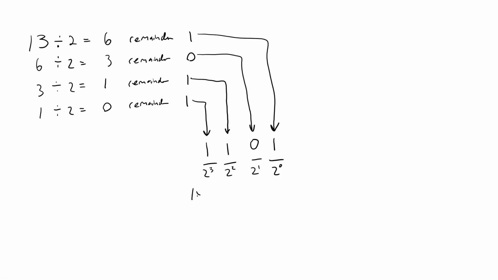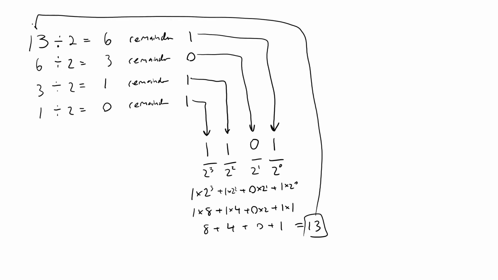So I have 1 times 2 cubed, which is 1 times 8, plus 1 times 2 squared, which is 1 times 4, plus 0 times 2 to the first, which is just 0 times 2, and then plus 1 times 2 to the 0, or 1 times 1. So if I add all of those up, 1 times 8 is 8, 1 times 4 is 4, plus 0, plus 1, and I am going to get 8 plus 4 is 12, plus 1 is 13, which is what I started with all the way up here. So the process works in both directions.